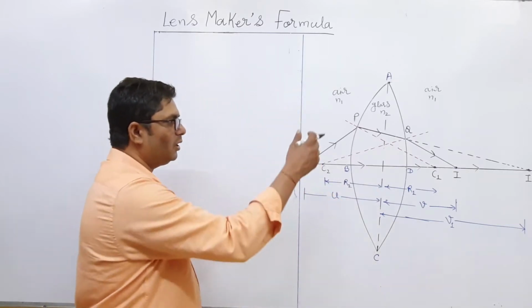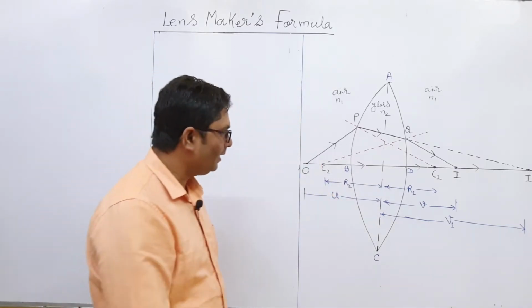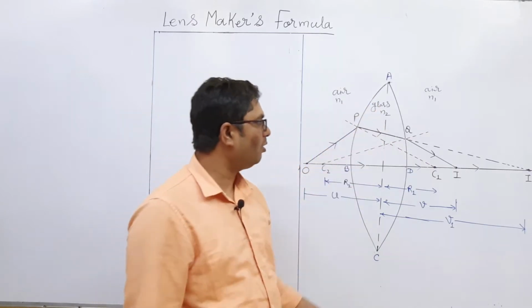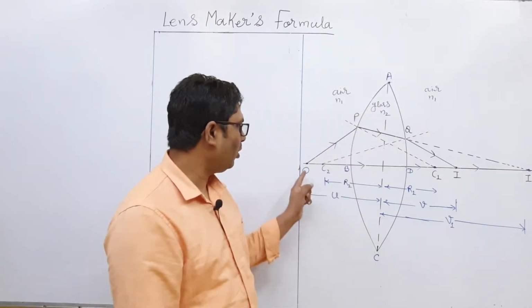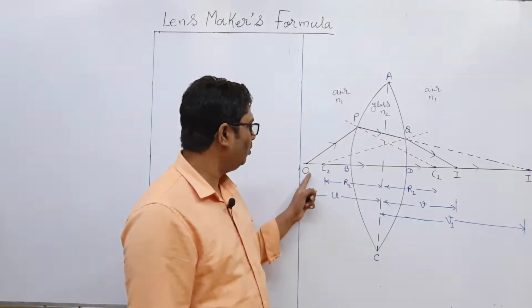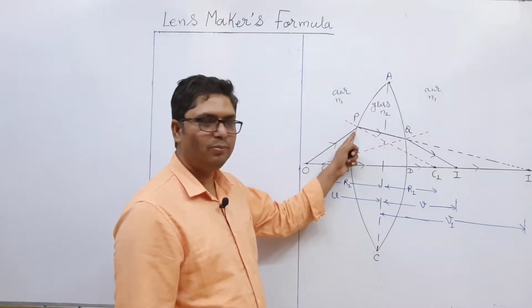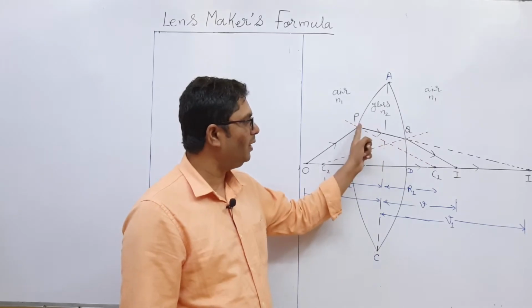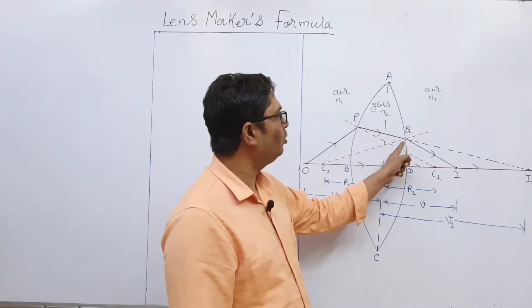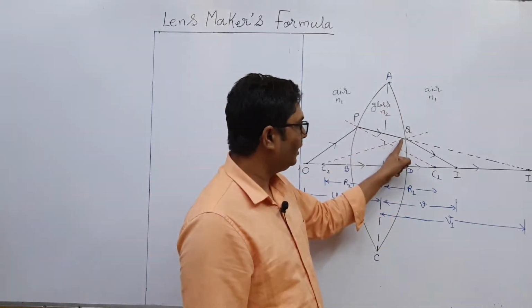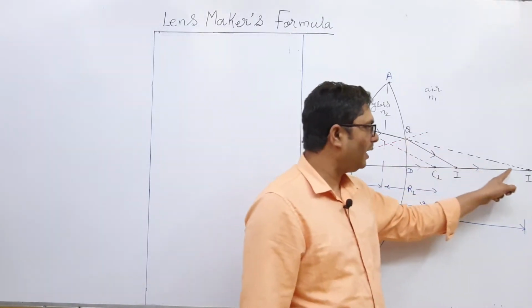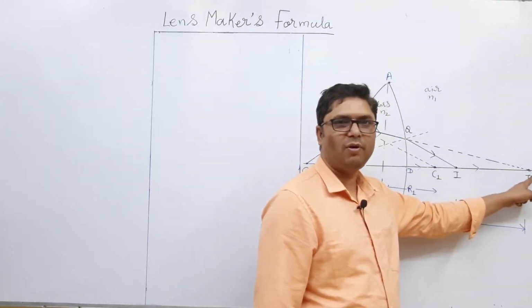Here I have plotted the course of a ray diagram, and in this ray diagram I have taken a convex lens and a point object O. A ray moves from O to P, from rarer to denser medium, so it bends towards the normal PQ. If there is no surface AC, then this ray will move forward and meet at I1, so the image will be formed at I1.